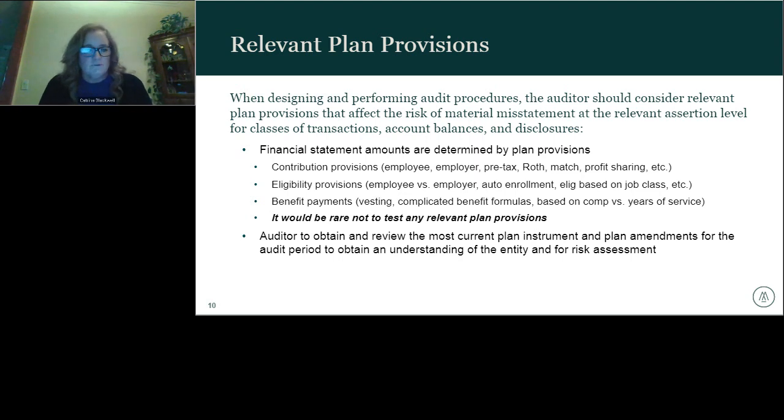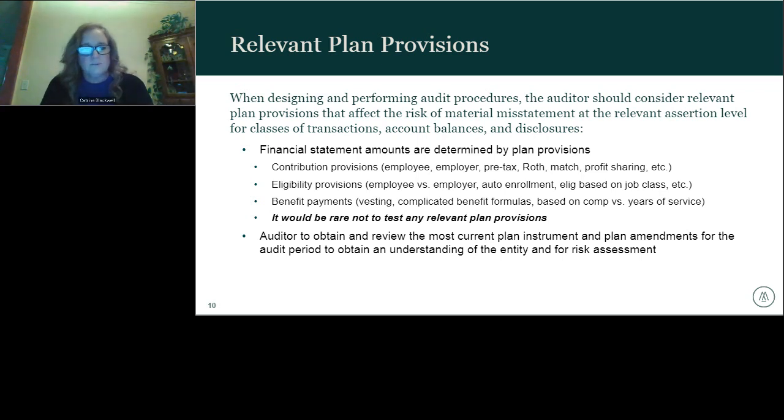For eligibility provisions, are there different eligibility provisions for employee contributions than there are for employer contributions? So say you're eligible for employee contributions immediately, but employer contributions come a year down the road, you're eligible in a year. Is there risk there when there are two different eligibility provisions? Does a plan have auto enrollment? Is eligibility based on job classification? So some may have tiered job classifications where some are eligible in a month or some are eligible in a year. So those are things that we want to look at when we're assessing risk of plan provisions.